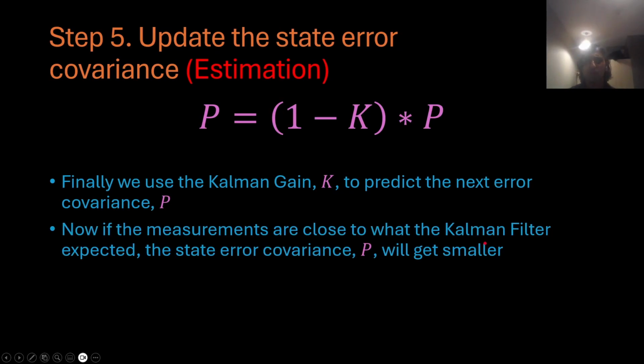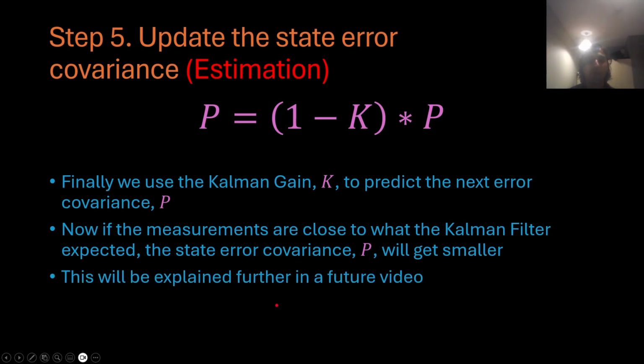Now, if the measurements are close to what the Kalman filter expected, so the Kalman filter is making a prediction, if the prediction is very close to the measurement, the state error covariance P will get smaller. And this again lets the state error covariance change over time. It also determines how much confidence the Kalman filter will have in the future, again explained in a future video.